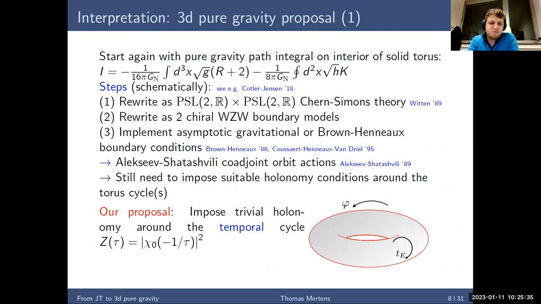Wouldn't it be that the temporal circle is contractible in the bulk? Yes, that's what I've drawn here as well, right? So there's nothing in there. The holonomy measures whether there's an object in there. So here, there's nothing in there. This is the same as the JT disk partition function because that one is just a disk, so there's nothing in there. And the boundary of the disk is the Euclidean time, so the holonomy around the boundary is also trivial. So we're doing the same thing. We're imposing no holonomy around the time direction. Okay, thank you.